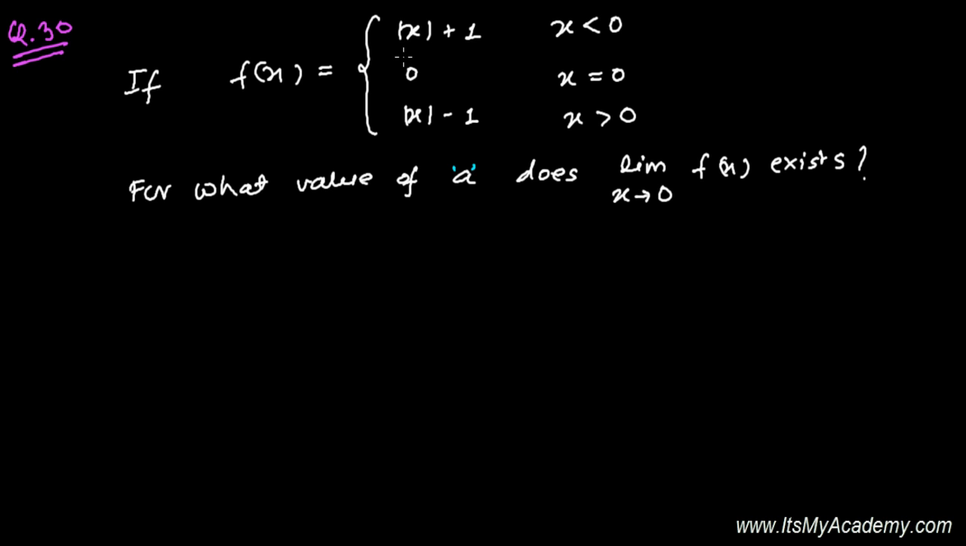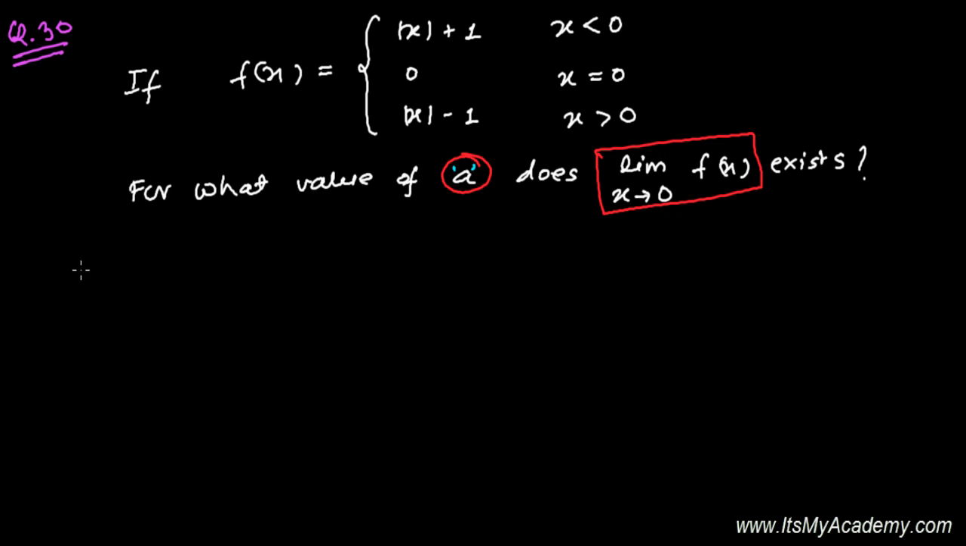If f of x equals modulus of x plus 1 when x is less than 0, f of x equals 0 when x equals 0, and f of x equals modulus of x minus 1 when x is greater than 0, for what value of a does the limit when x tends to a of f of x exist? So what is the condition on a? What should be the value of a so that this limit exists? It means the left hand limit and right hand limit must be equal.